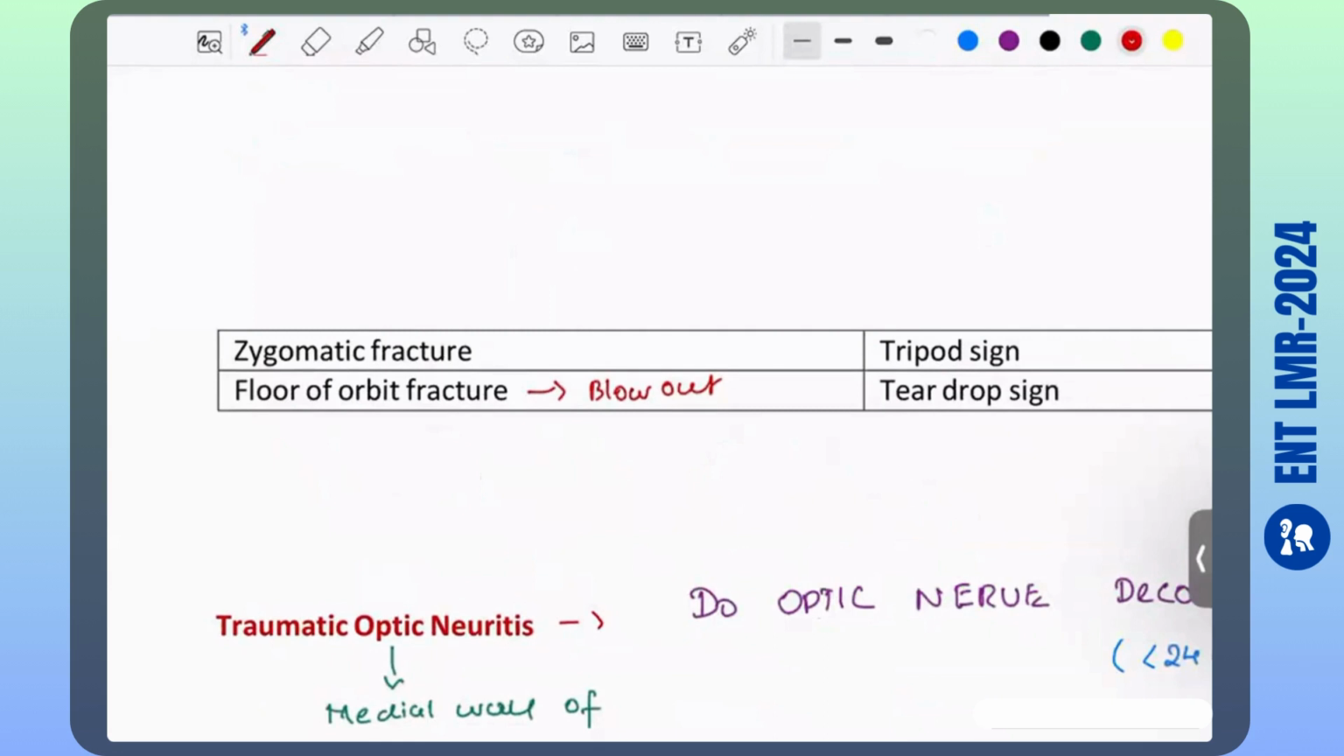Now we have to see about zygomatic fracture and fracture floor of orbit. Zygomatic fracture means tripod sign positive. Tripod sign positive. Fracture floor of orbit is otherwise called blowout fracture. There will be teardrop sign seen.